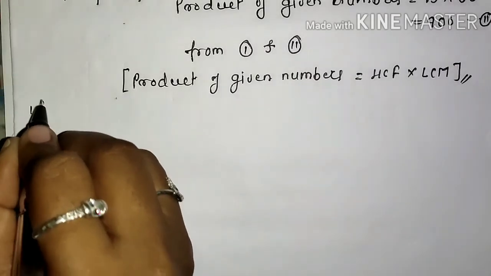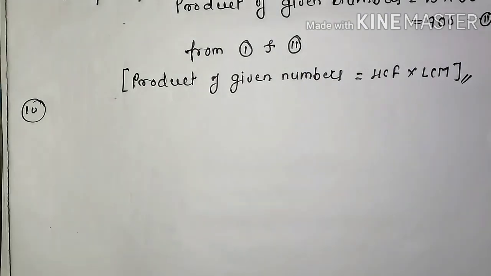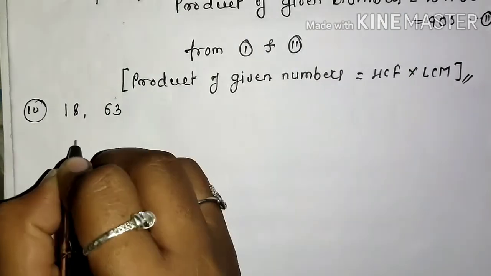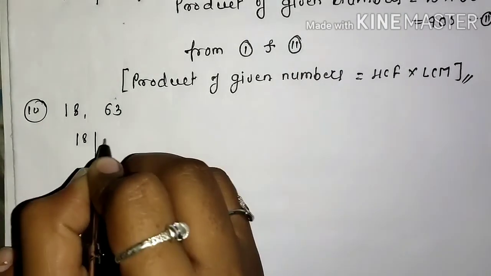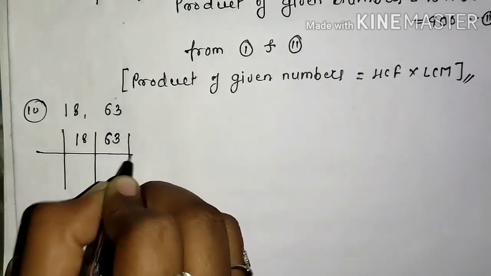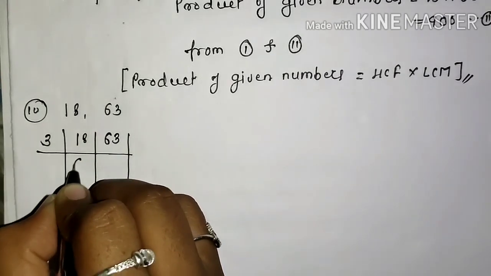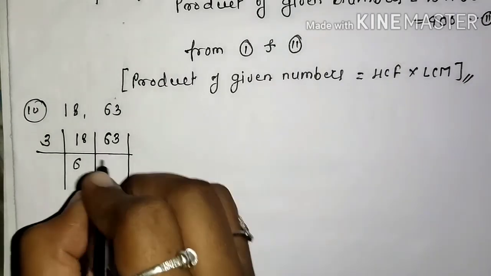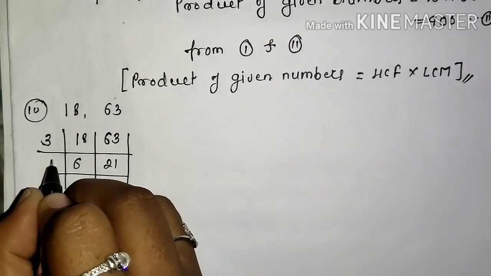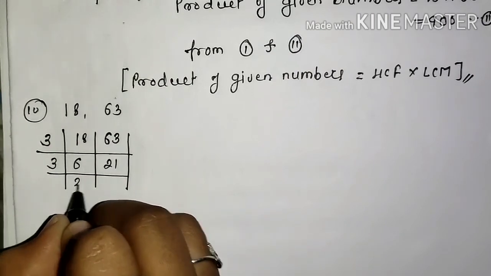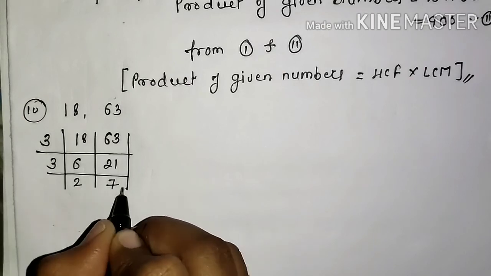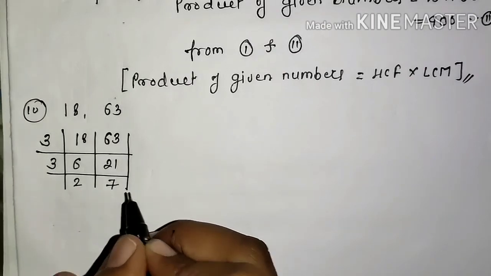Question number 4. Question number 4 is 18 and 63. Let us make the arrangement 18, 63. Both the numbers can be divided by 3. 3 sixes are 18, and here we have 21. Again 6 and 21 can be divided by 3. 3 twos are 6, 3 sevens are 21. Now next, 2 and 7 cannot be divided by the same prime number.